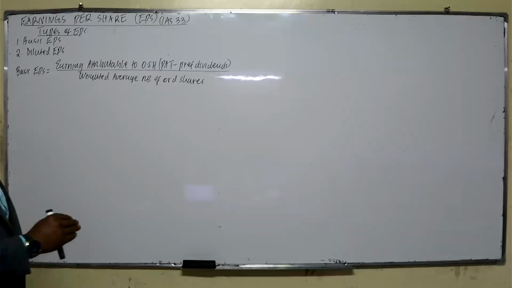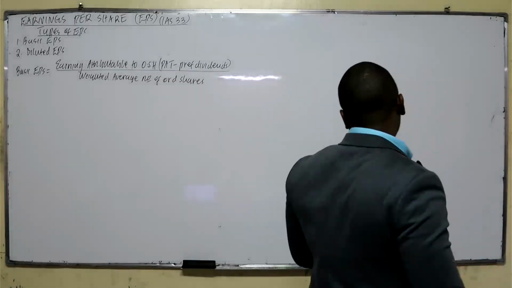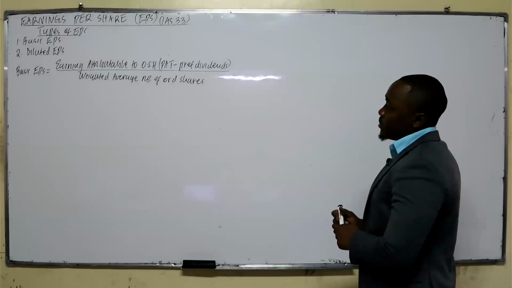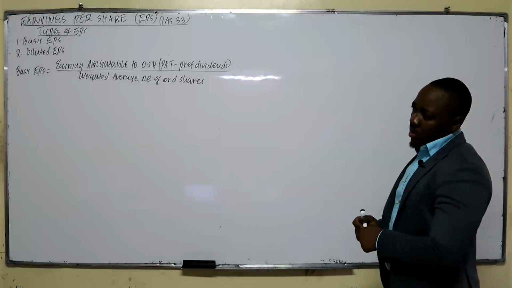So it's the total earnings attributable to ordinary shareholders. That means you have deducted any amount claimable by other stakeholders, and then you divide by the weighted average number of shares, not just the number of ordinary shares. What do you mean by weighting of the shares?